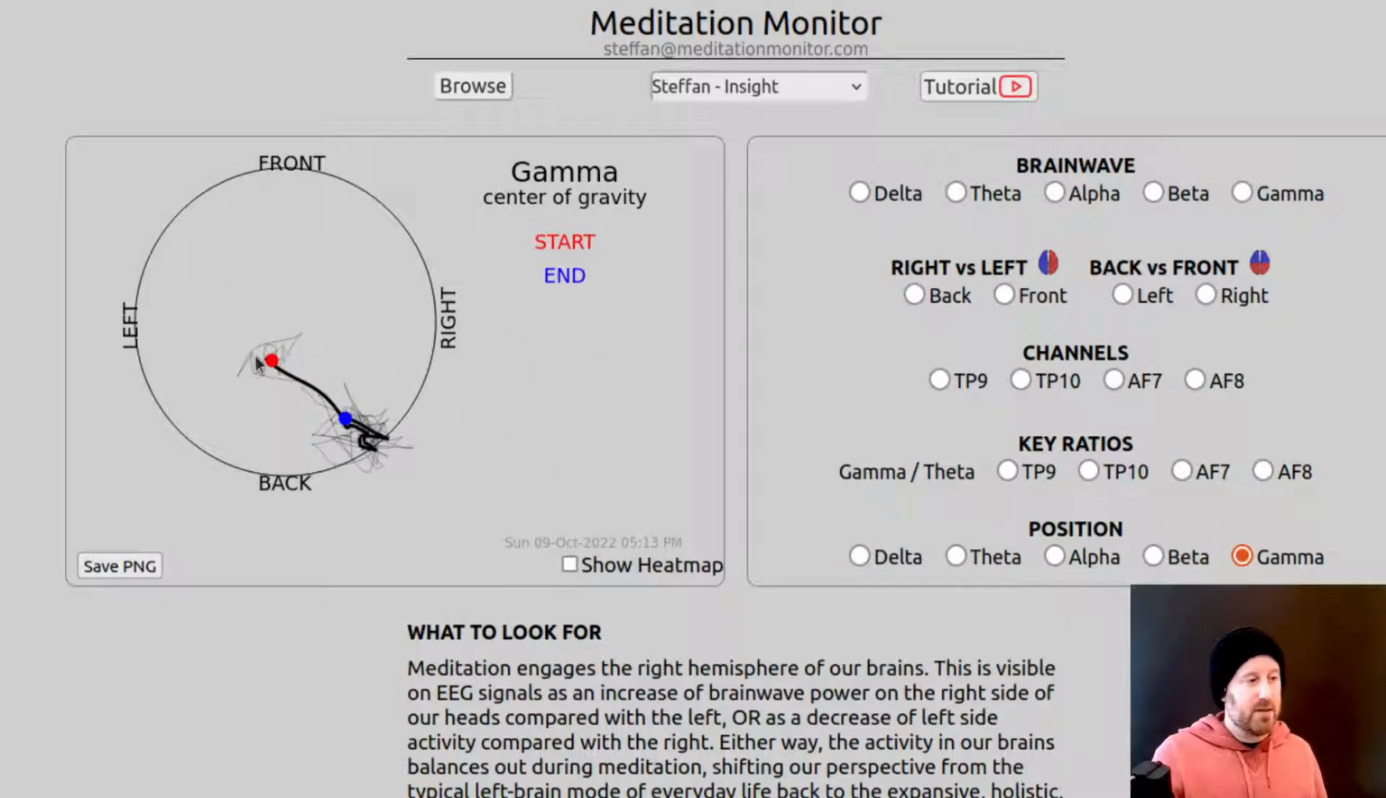For gamma, you can see it starts out with all locations very balanced, but then it ends up very much back and right. So when you see this diagonal, and I've seen quite a few other people's charts that look like this, which is very encouraging, when you see activity specifically in this, you could say southwest region, that means very strong TP10 gamma, exclusively strong.